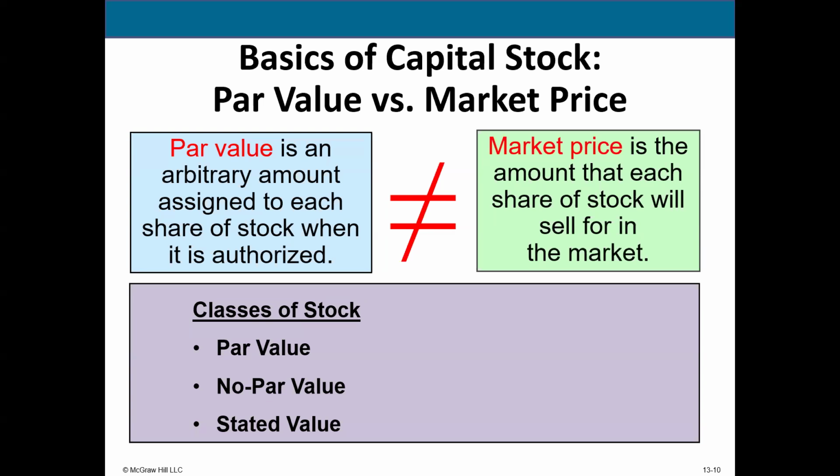The reason why is to give each share of stock some form of legal capital. So that's why par value exists. It's to give each share of stock some value. And because this is an assigned value by the company, it's typically a very, very low amount, like 1 penny.